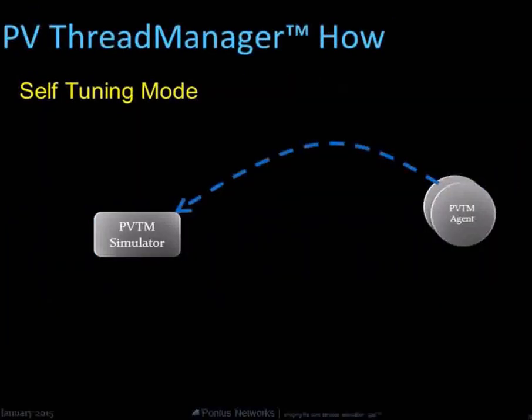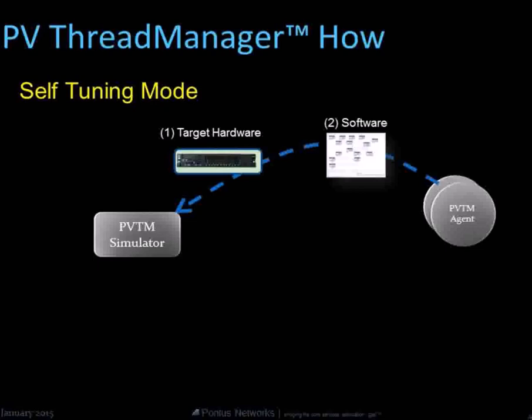The way Pontus Vision Thread Manager solves this problem is by running an agent on the target machine where you want to optimize, and then connecting that to a remote simulator. The agent sends two key pieces of information over to the simulator: information about the hardware and information about the software. The hardware information consists of details about the cores on the machine, which cores share level 1, level 2, level 3 cache, which cores share the same physical CPU, and what the QPI links are like. The software information consists of which threads are communicating with each other. We're able to capture two ends of a socket, or threads that are actually sharing the same shared memory area.